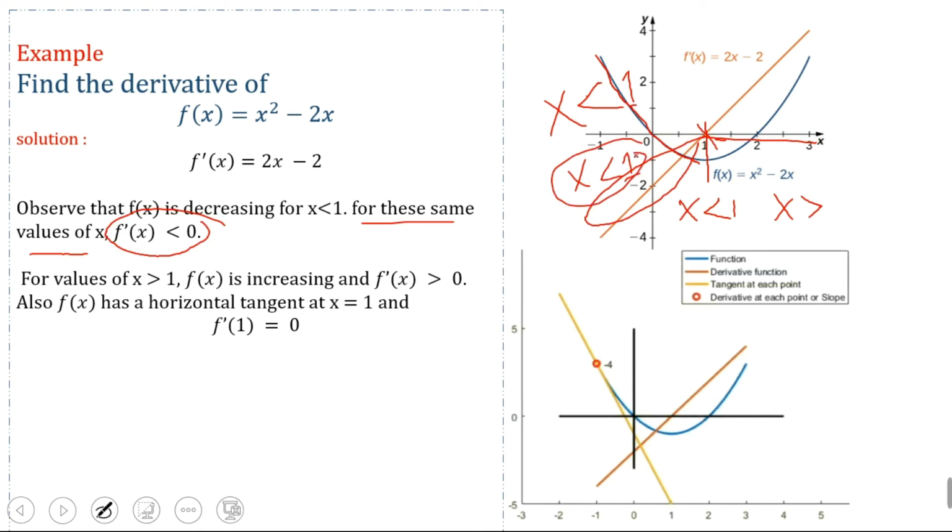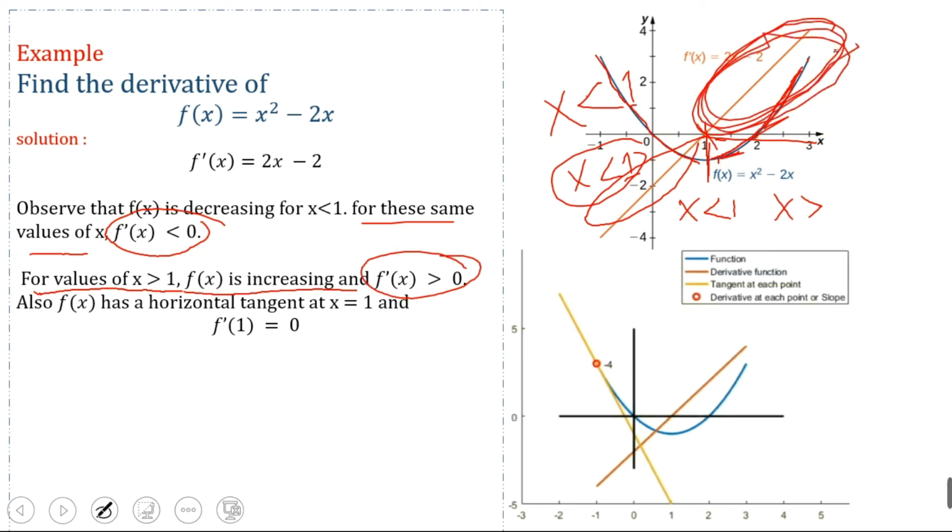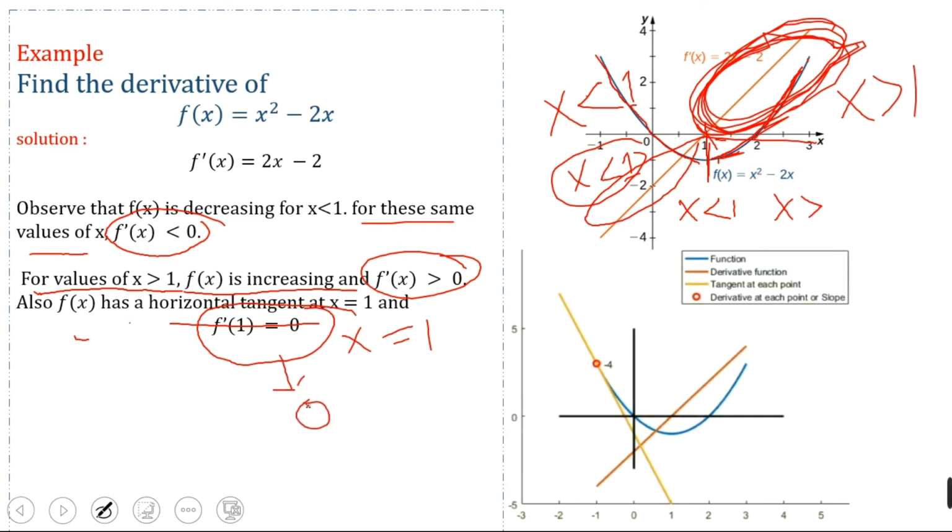Okay, and for the value of x greater than 1, the function f of x is increasing and the derivative of the function is positive. Here we can see that for x greater than 1, the function is increasing, and the derivative of the function is positive. Also, f of x has a horizontal tangent at x is equal to 1, and the derivative of the function at 1 is 0.